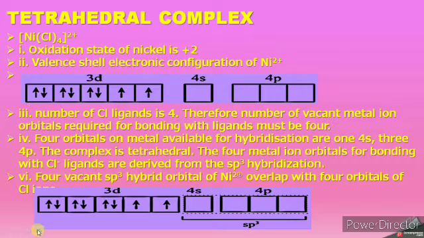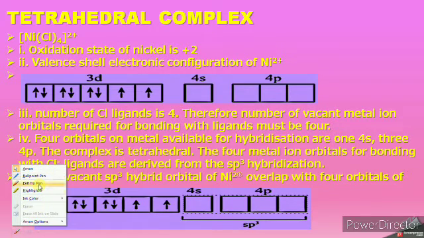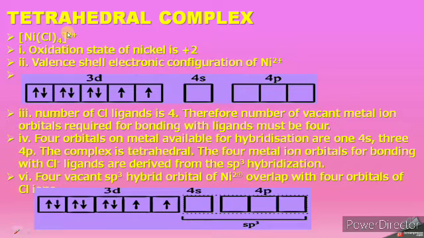tetrahedral complex, and first one is NiCl4 2 minus. Here is the correction, it should be 2 minus, because Cl is 1 minus, so there are 4 minus charge for the ligand, and Ni is 2 plus, so overall charge on the complex is 2 minus.